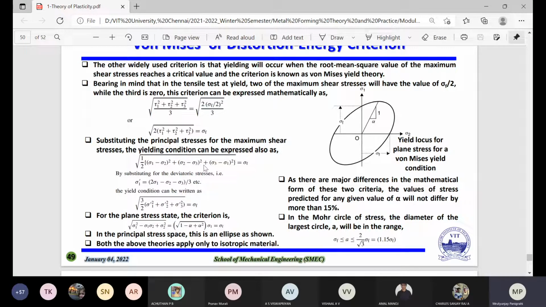This is possible. This is working because I have done it. And from this equation, you have to find out the 3 by 2. Only this is the direct equation I have mentioned. If you solve it, you can find 3 by 2 into sigma 1 dash square plus sigma 2 dash square plus sigma 3 dash square equal to sigma f. So this is the basic equation of the von Mises criteria. Is it clear?